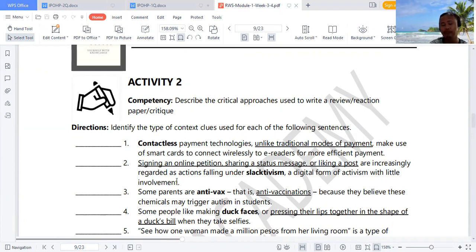Antonym. All right, so let's move forward. You just have to answer number 2, number 3, number 4, and number 5.